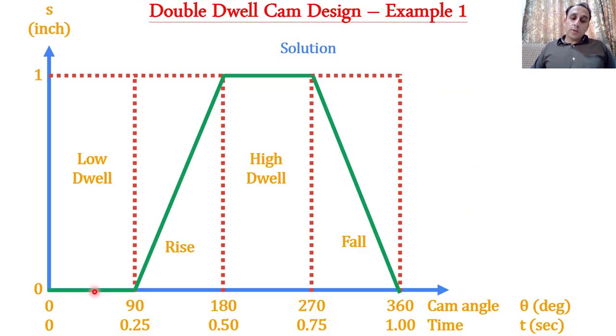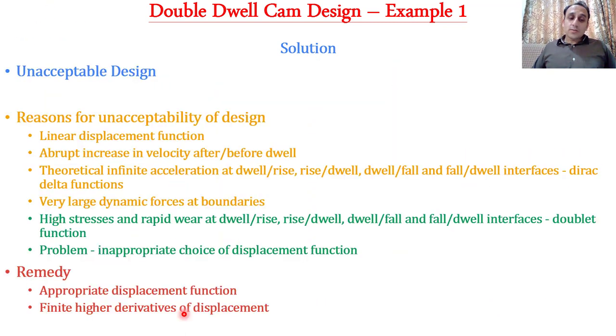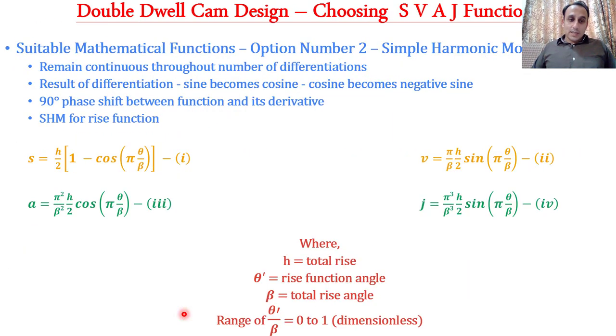Then we have a rise from 90 to 180, and the beta is 90. But the theta which we are using here is not the absolute theta. This is the instantaneous theta. It means for the rise function, the value of theta will start from zero irrespective of the angular displacement of the camshaft. Theta is zero and this beta is 90.